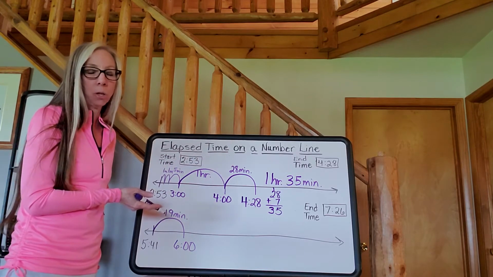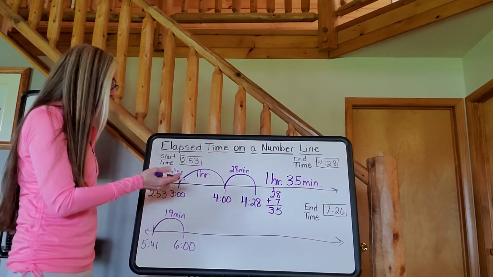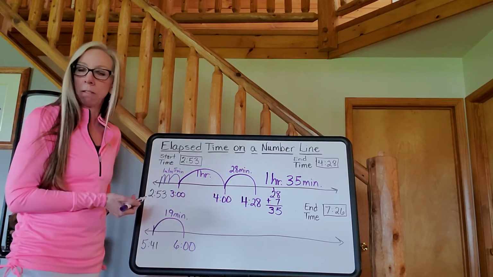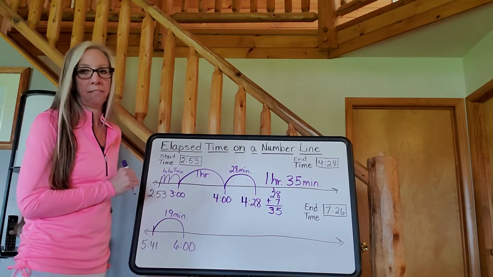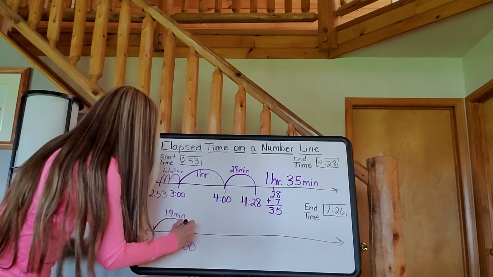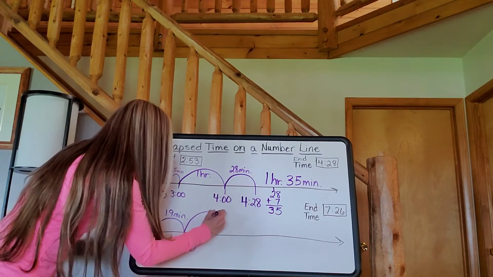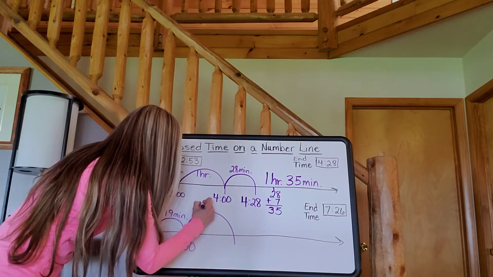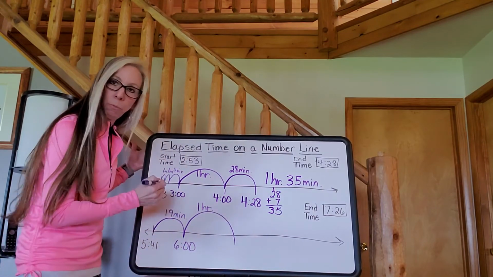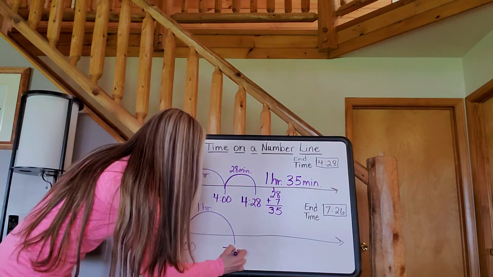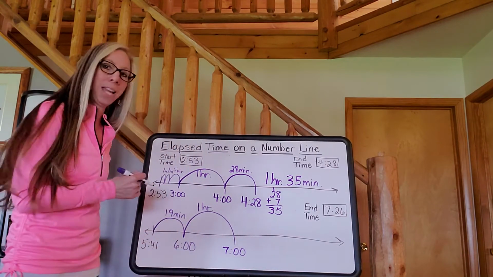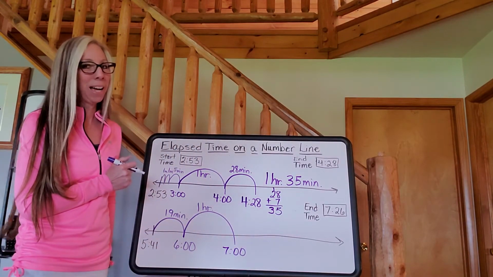We're on the hour, so we can hop by an hour. So if we add 1 to 6, 6 plus 1 is 7. So 7 o'clock comes before 7:26, so we can hop by an hour. So let's go ahead and do that. 1 hour. And what time did we say we would be at? Yes, we are at 7 o'clock. Are we there yet? Not quite.